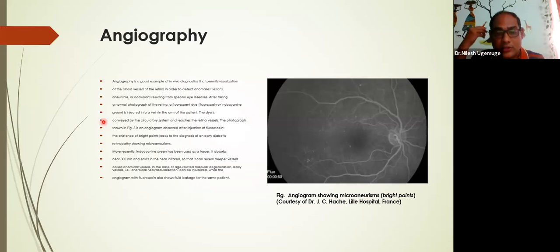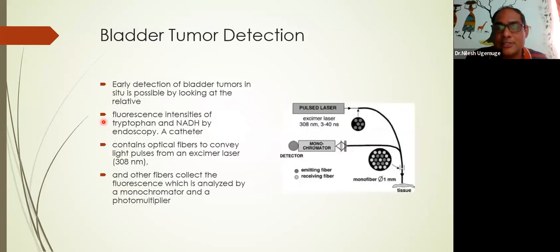We have half an hour, and I want to speak on synthesis as well, so I'll be skipping this. Even though, one more thing is bladder tumor detection. The tumor inside the bladder can also be detected with the help of some fluorescent materials.